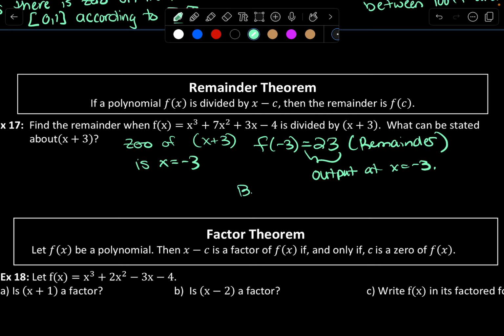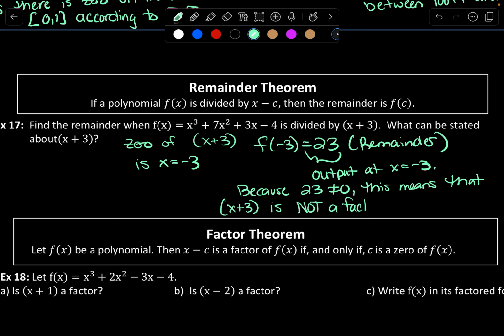So because 23 does not equal 0, this means that the factor x plus 3 is not a factor of f of x. Okay.